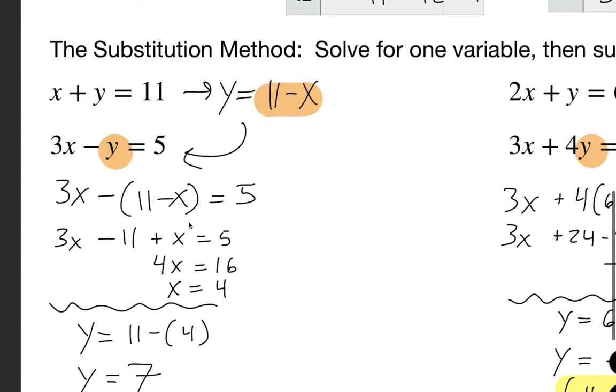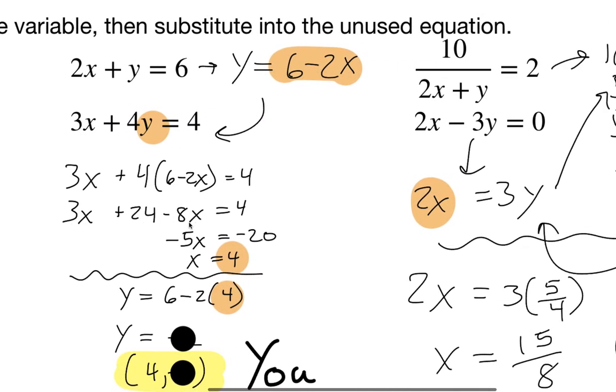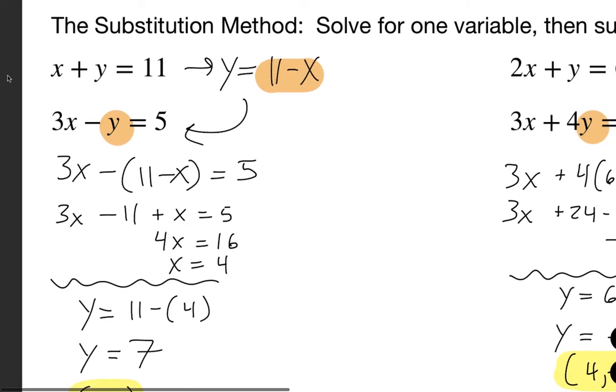Another way to do it is the substitution method. Basically, you can solve for one variable and then substitute into the unused equation. What I mean is, what I'm seeing right here is that I can get y easily by itself. You have basically 4 options. You can choose this x or this y or this x or this y.